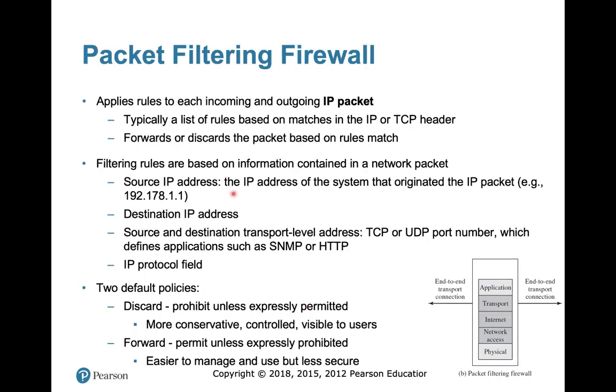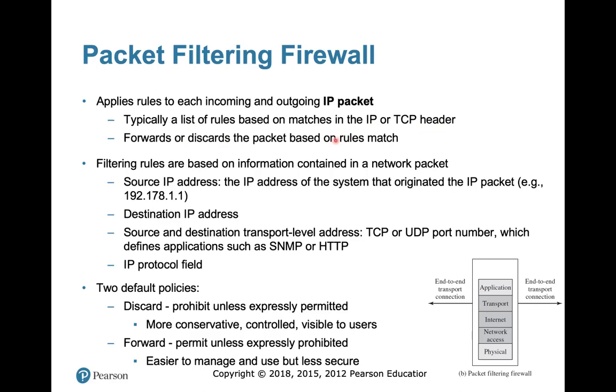Okay, the first type of firewall that we want to talk about is called the packet filtering firewall. It basically applies some rules on each incoming and outgoing IP packet. When we say IP packet, it means that we are talking about the specific packets in the network transport layer. Of course, I don't want to talk about layers of the network, but IP packets are at the transport layer, and it typically follows a list of rules and tries to match them with the IP and TCP headers. It forwards or discards the packet based on these rules.